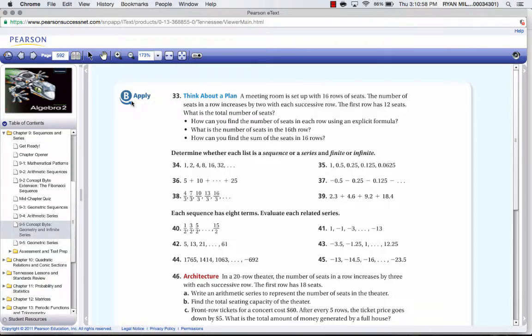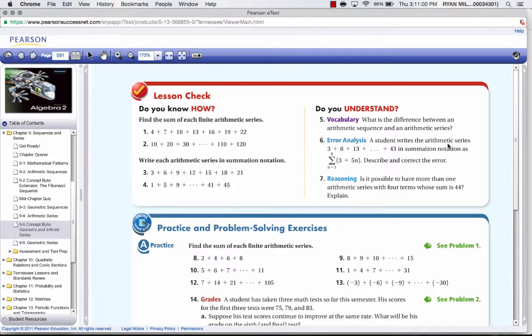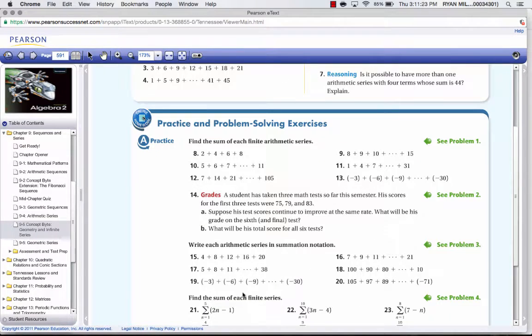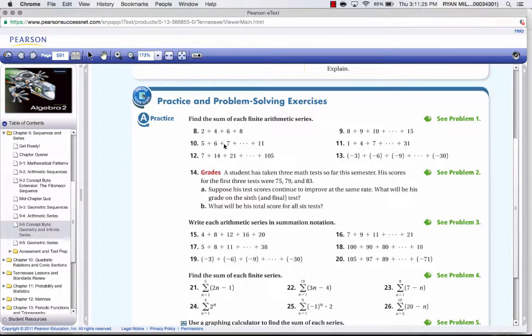So, okay, let me just run through some directions real quick, just so you kind of see. All right, so find the sum. Well, these you can just add together. 2 plus 4 plus 6 plus 8, you can do that in a calculator, whatever you want to do. Here, you can use the formula. So 5, 6, 7, 8, 9, 10, 11. So that's 7 terms. So I would say S sub 7 equals 7 divided by 2 times 5 plus 11.